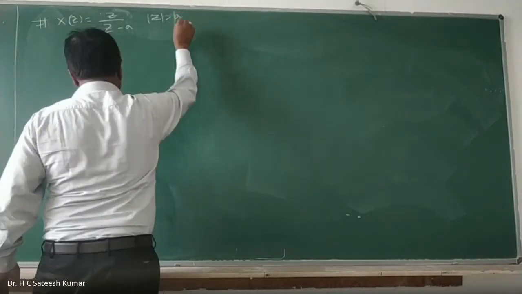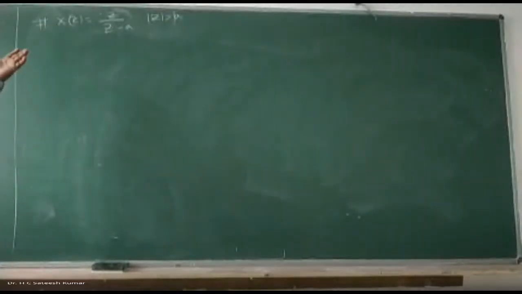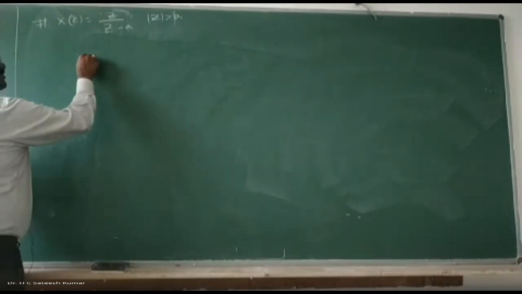How to solve this problem? You know this answer. It is a power n into u of n, from the table: z divided by z minus a with mod z greater than a. Shall we check it out?